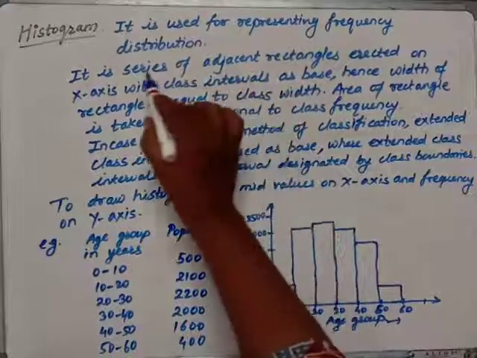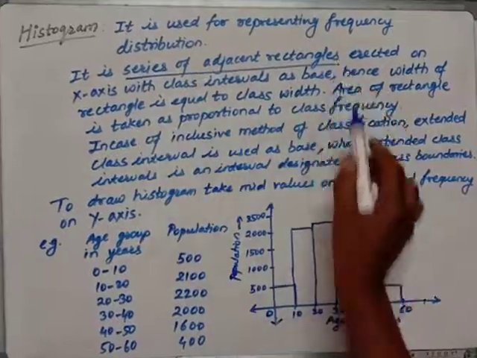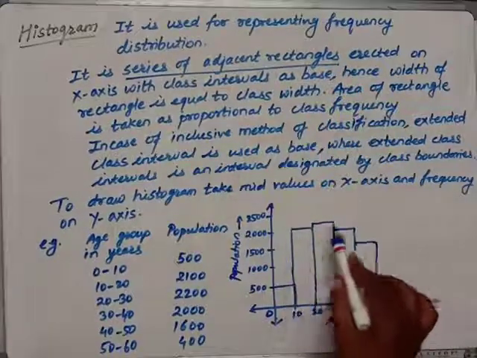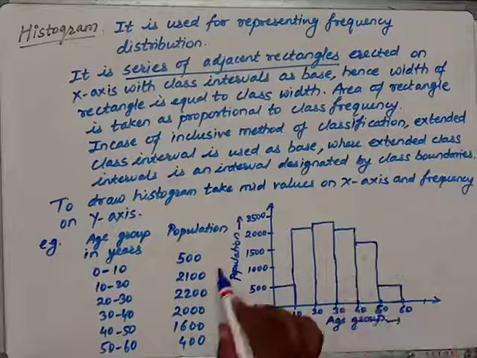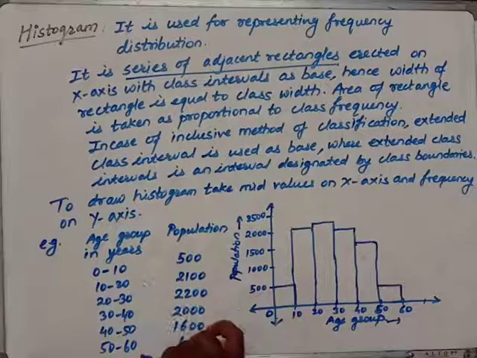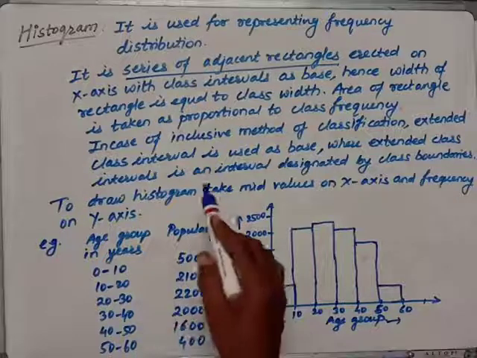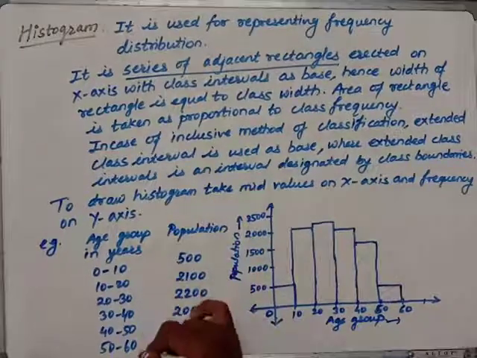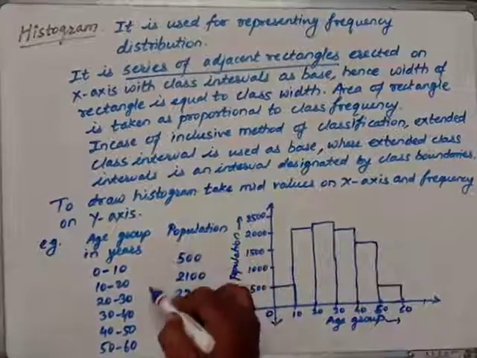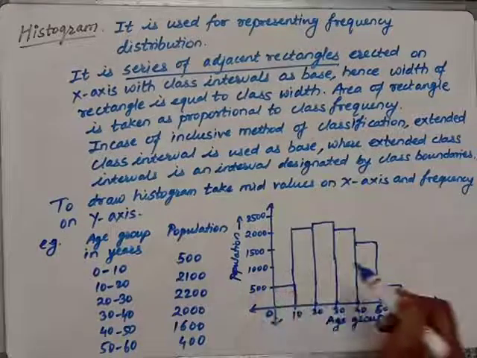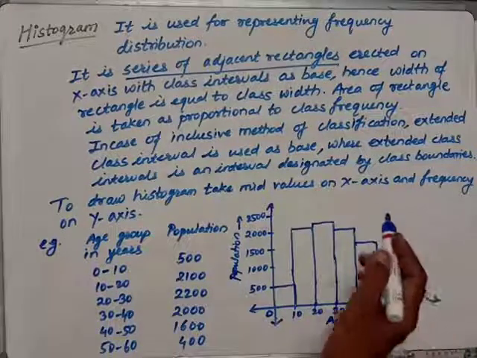It is a series of adjacent rectangles. So it is very simple if the continuous frequency distribution for the classes is given. If the classes are not continuous, use class boundaries to make them continuous and then draw a histogram.